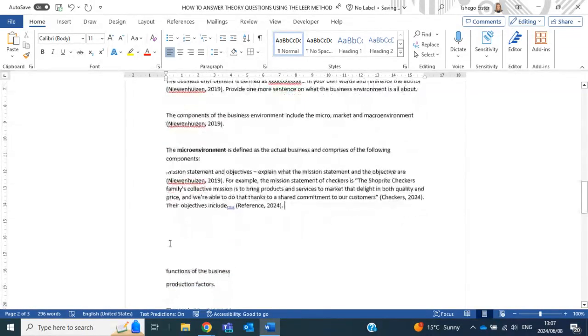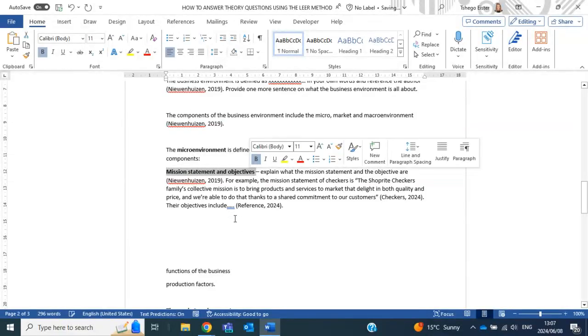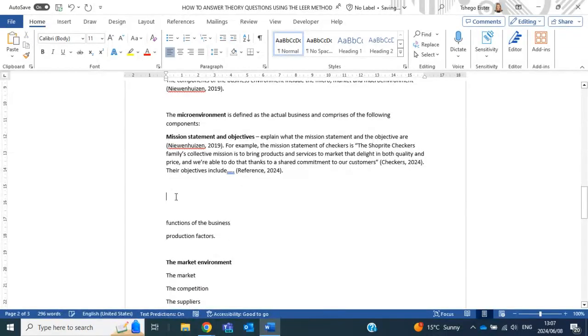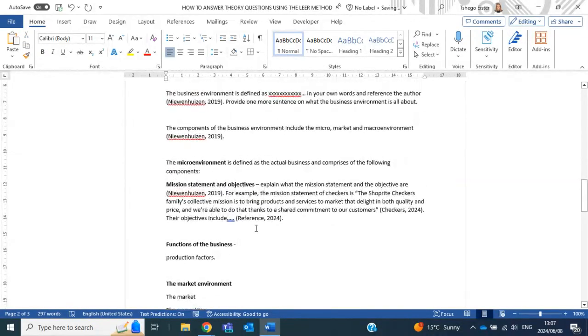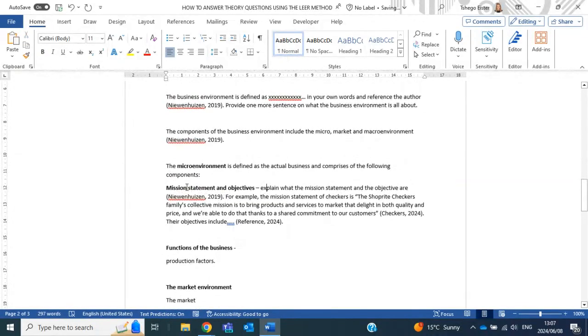Then the second one is, and what I would also suggest is, if you've got the mission statement and objectives, put it in bold. You want to make things easier for your marker to see where everything is. I would also say functions of the business, maybe put that in bold. And let's just double check here, mission statement: we've listed it, we've explained what it is in our own words, we've provided an example of the mission statement.